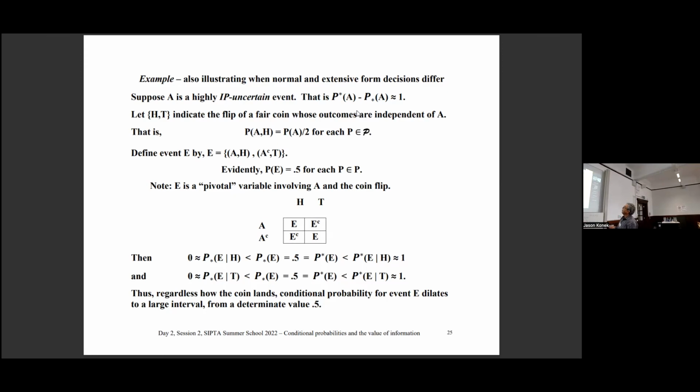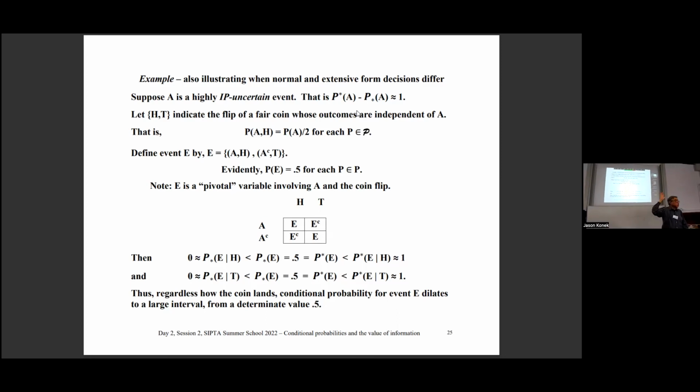So the probability I assign to the combination A and heads is half the probability I assign to A, for each probability in the set. P of A and H is P of A over 2 for each probability in my set. Okay. Now look at the table, which is a 2x2 table. I've got 4 atoms in my space: A and heads, A and tails, A complement and heads, A complement and tails, and that creates the 2x2 table.